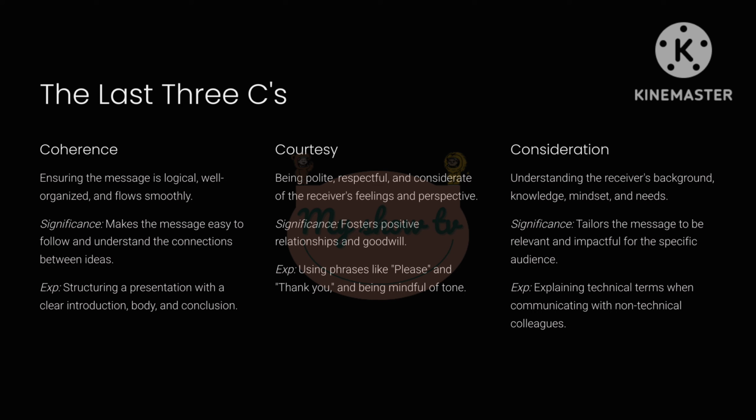Slide 3. The last 3 C's. Now, let's look at the remaining 3 C's of effective communication: coherence, courtesy, and consideration. Coherence means that your message should be logical, well organized, and flow smoothly from one point to the next. There should be a clear connection between your ideas, making it easy for the receiver to follow your line of thought. The significance of coherence is that it makes your message much easier to understand and helps the receiver see the relationships between different pieces of information.